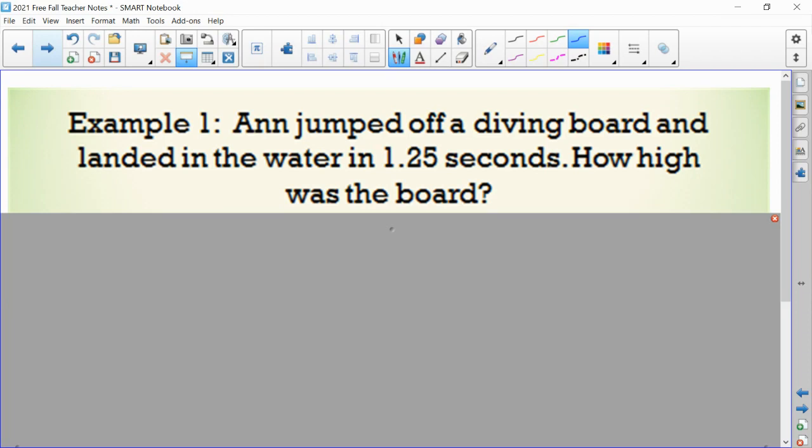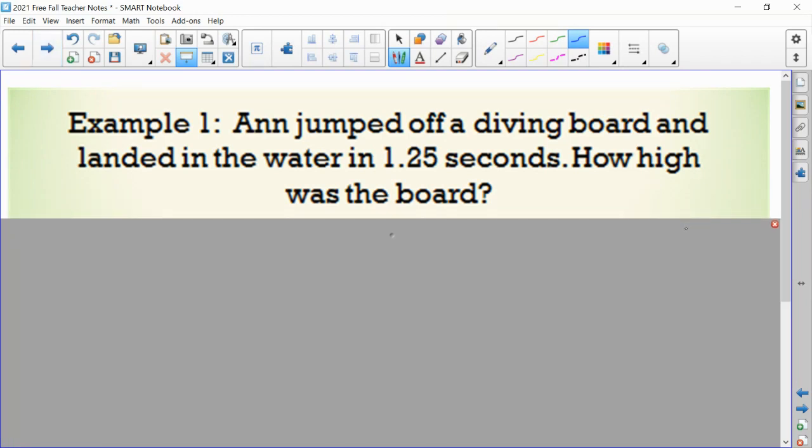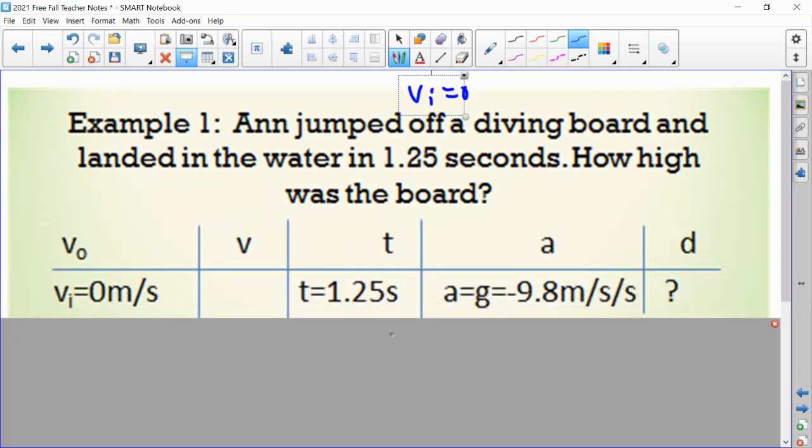All right, so let's look at a couple of examples. Anne jumped off of a diving board and landed in water in 1.25 seconds. How high was the board? Like we did before, let's write down what we know. She jumps off the diving board, just drops right off, so VI is equal to 0. V, we don't know, we don't care at this point. The time is 1.25 seconds. My acceleration is g, or negative 9.8 meters per second squared, and it's my distance that we're looking for.